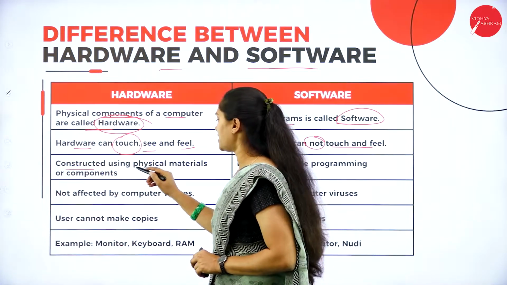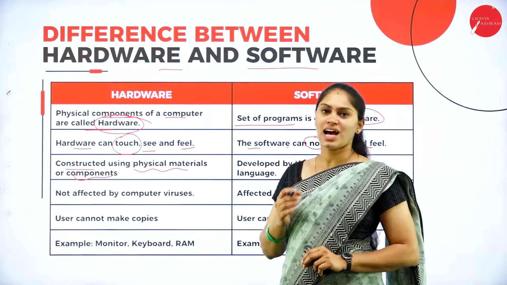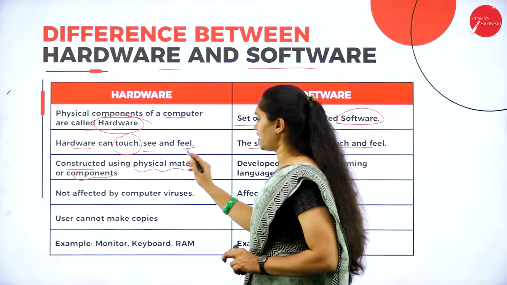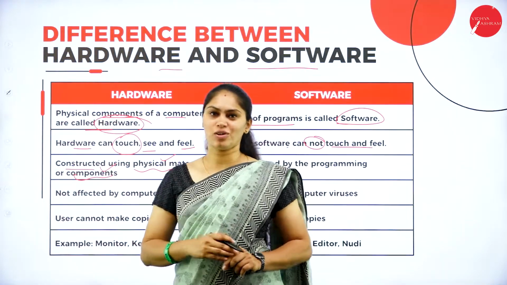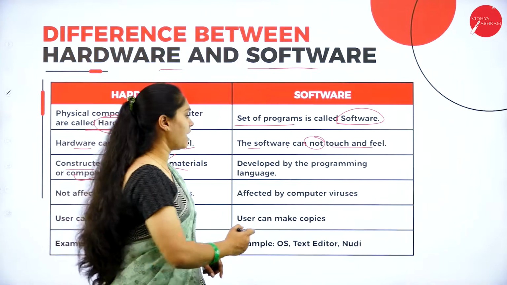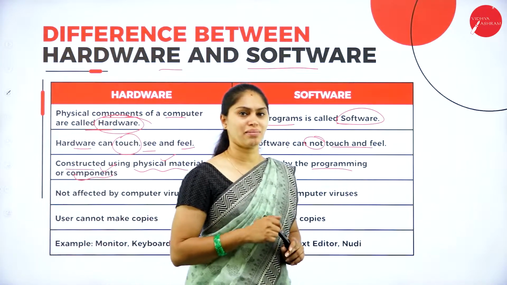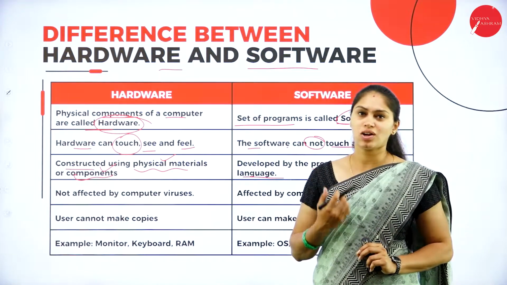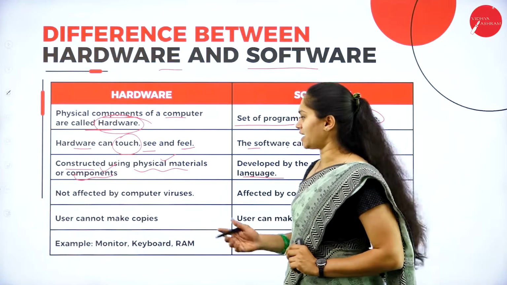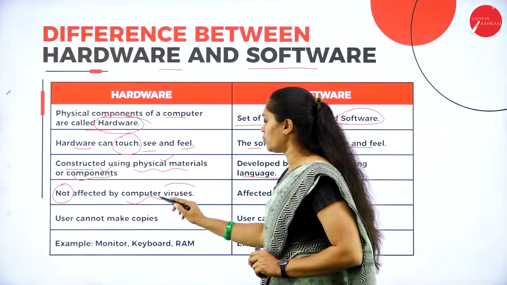And then what is the another difference? Hardware can be constructed using physical materials or components. In order to have this hardware, we are going to use certain physical materials and components. Then how is software going to be built? That too with the help of a programming language. So here we are using a certain programming language in order to manufacture or to develop any software. Then hardware is not going to be affected by computer viruses.